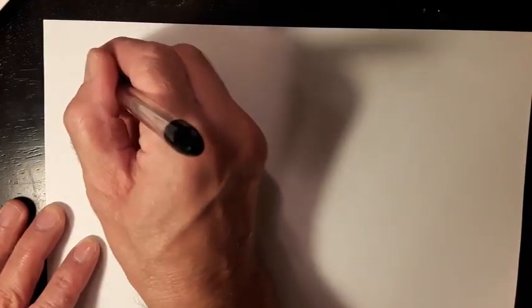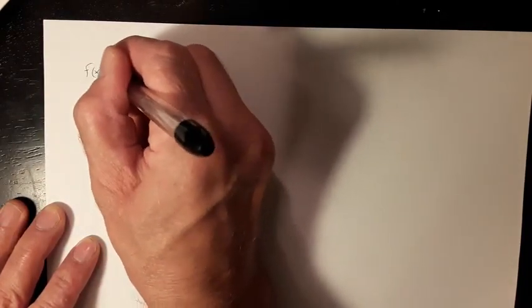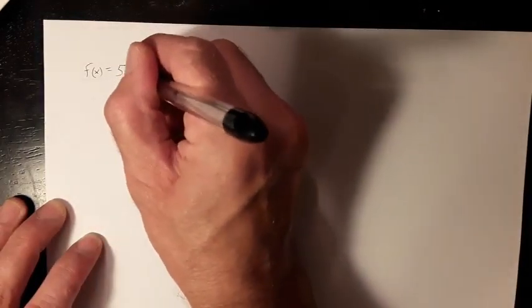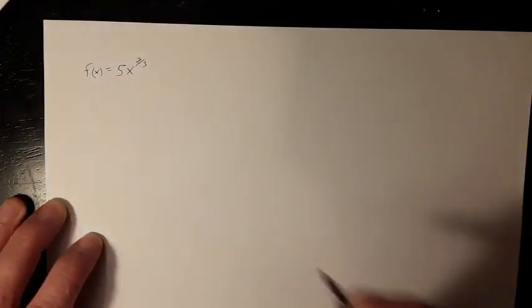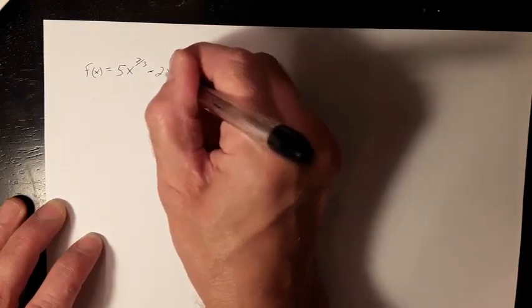Okay, my friends, let's look at another example on curve sketching using the first and second derivatives. And this is all about intervals of increase, decrease, all this good stuff, intervals of concavity, and a sketch. Let's suppose that our function was 5x to the 2/3 minus 2x to the 5/3.